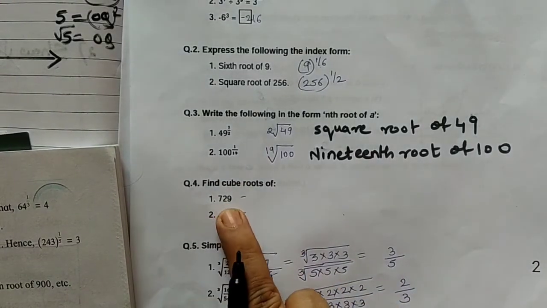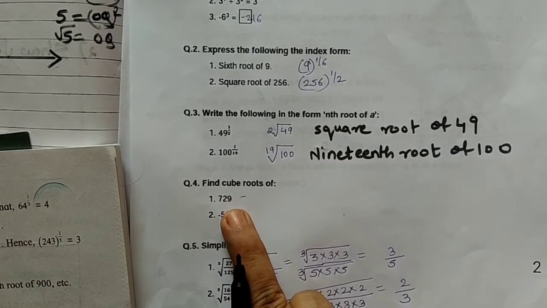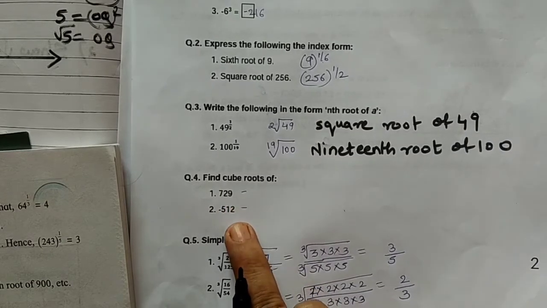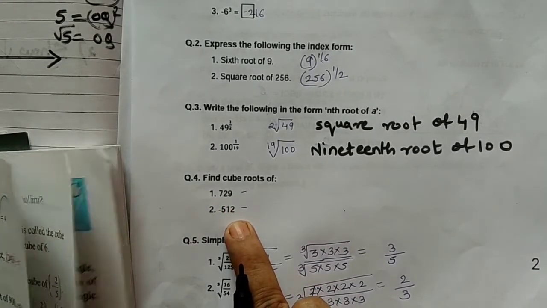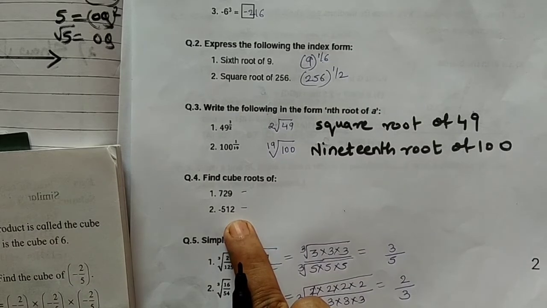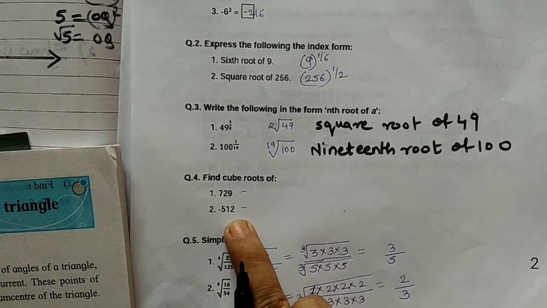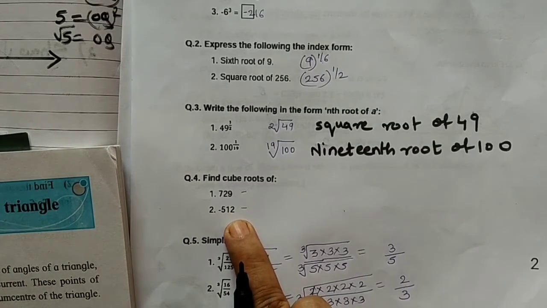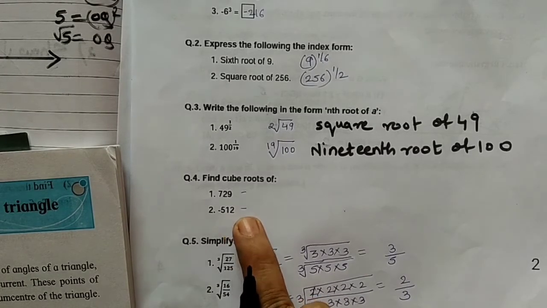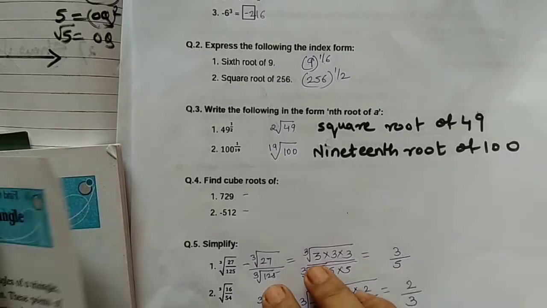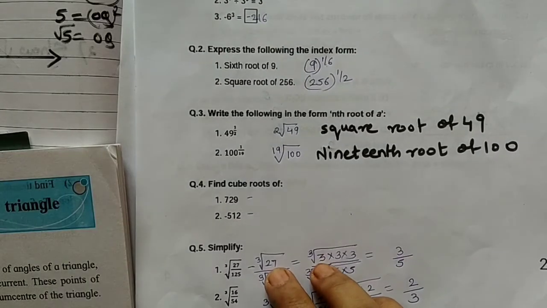Find the cube root. Here you have to factorize it and make it into 3 parts, and one part will be the cube root. This is based on the practice set. This also we have done. It is based on practice set 3.3. Yeah, practice set 3.3. So do this, then simplify. This is also based on practice set 3.3.